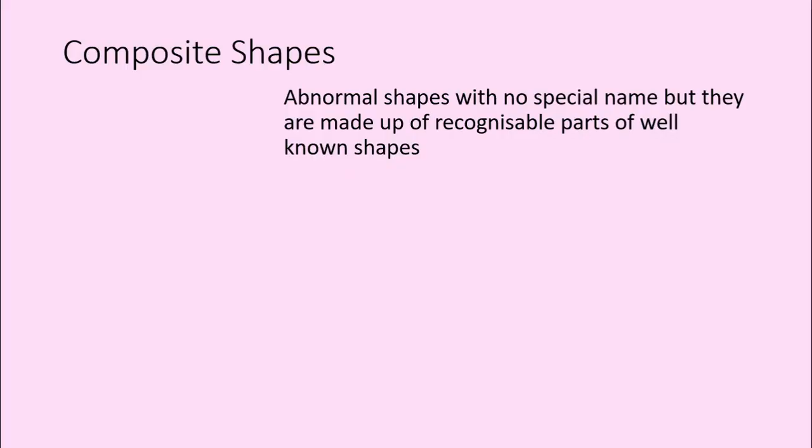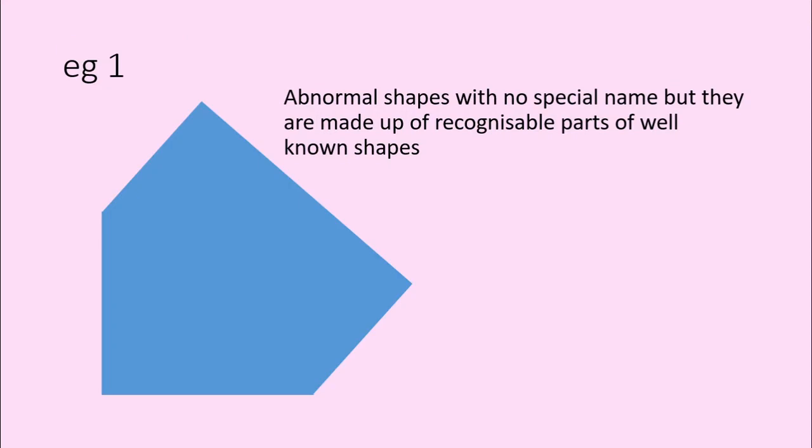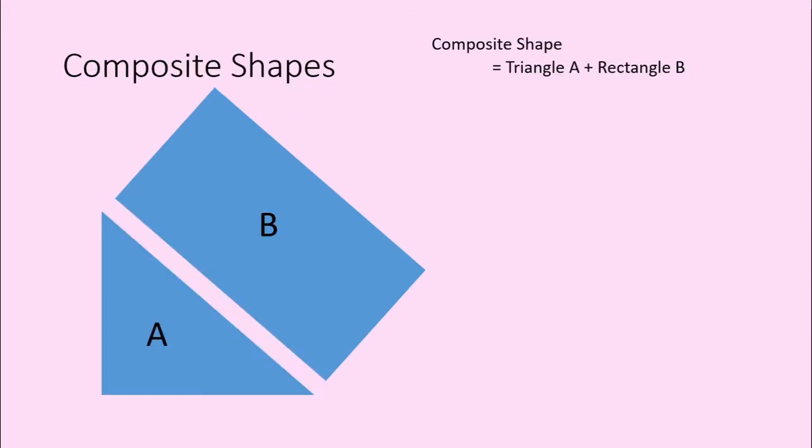Composite shapes we've seen before. Those are those abnormal shapes that don't really have a name, but might be made up of shapes that you do recognize and have formulas for. Here's an example. Now, technically, this shape is a pentagon because it has 5 sides, but it's not a regular pentagon, and I don't have any formulas for pentagons anyways. So I'm going to try and split this shape down into 2 simple shapes that I do have formulas for.